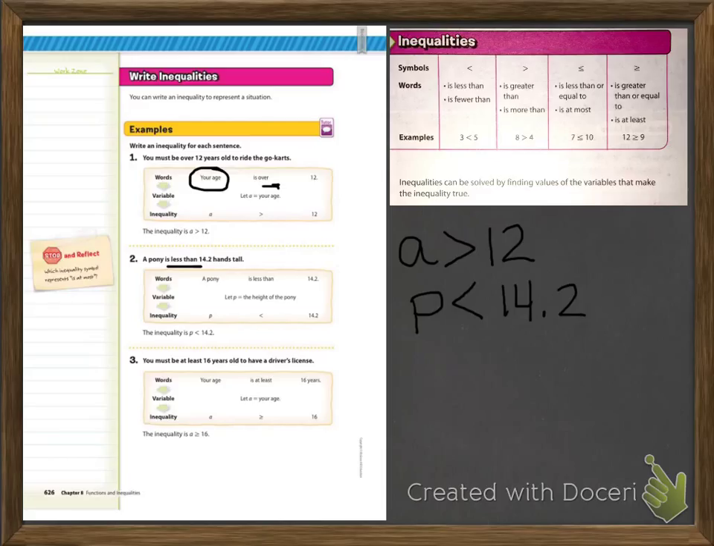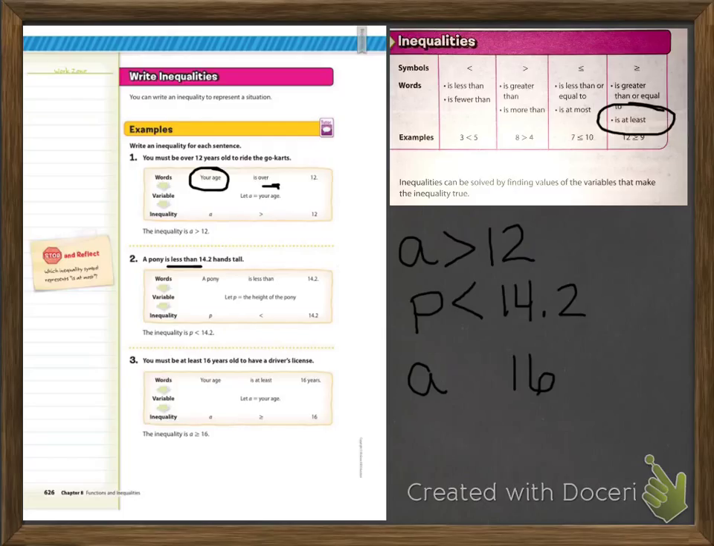Number 3 reads, you must be at least 16 years old to have a driver's license. So we're going to use the variable a again for your age. So it says you have to be at least 16 years old. Now I'm going to put the 16 here. This is where it gets a little tricky. We talked about in the previous lesson where when you see the phrasing at least, a lot of people want to use the less than symbol. But really think about what this is saying.